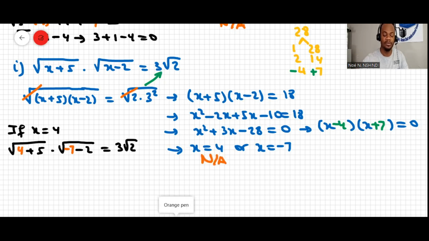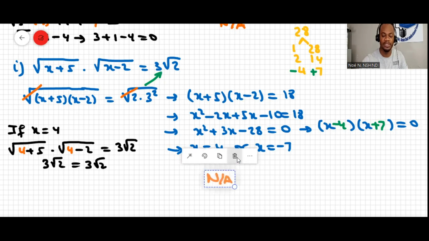Now, let's take 4 instead. I meant to write 4, not negative 7, but anyway, that's correct. Now let's see. Square root of 4 plus 5 makes 9, and square root of 9 is 3. And then 4 minus 2 is 2, and then square root of 2 is equal to 3 root 2. Excuse me, this is actually a right answer.